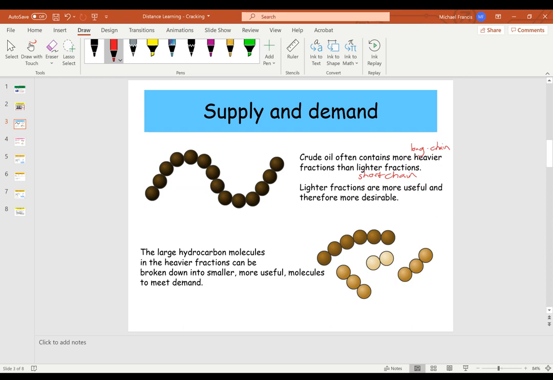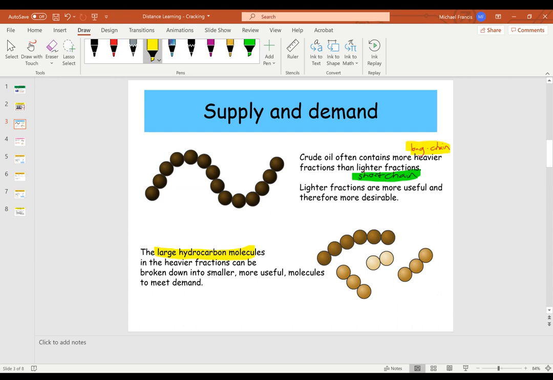Now, to think about how we solve this problem, you could think about a piece of string. Imagine that I have got a long piece of string, but I don't want a long piece of string. I want a short piece of string. It's a good analogy for this. We've got long chain hydrocarbons, but ideally we want short chain ones. We've got a long piece of string and we want short pieces. What would we do? We would cut the piece of string up into smaller pieces.